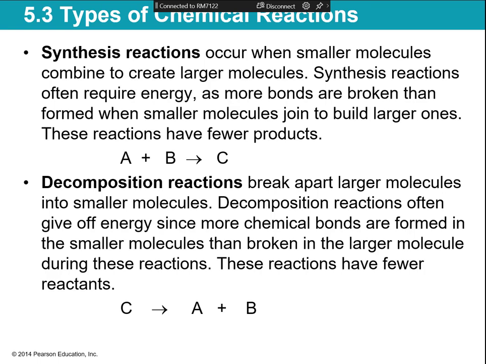These first two are really the opposites of each other. So when you think of synthesis, what do you think of? If you're going to synthesize something, you're going to make something, okay? Think of synthesis as building. So in synthesis, we're going to have more reactants than products. So in this, A and B combine and form C. So you will always have more reactants, fewer products.